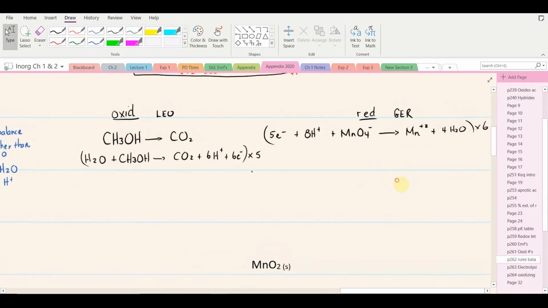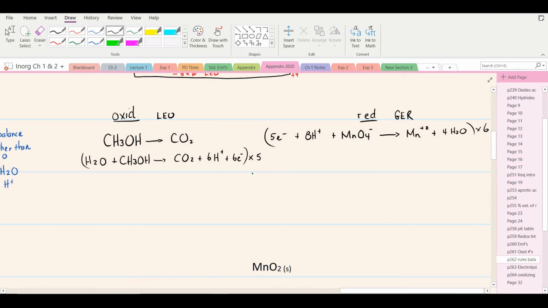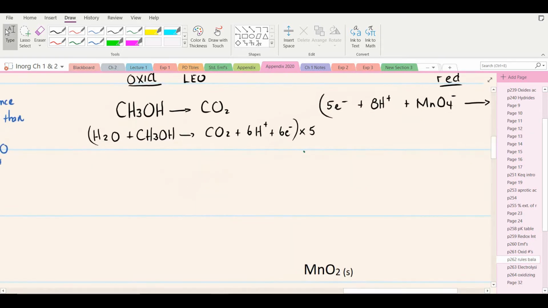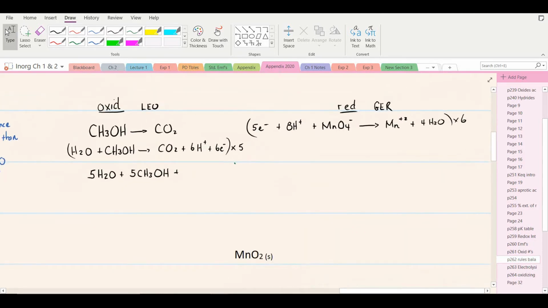When I multiply this out, I won't bother with the electrons. They will be balanced. I'm going to combine them together. This is 5 H2O plus 5 methanol. Pick up the other left-hand side. That's 6 times 8 hydrogens is 48 H plus.